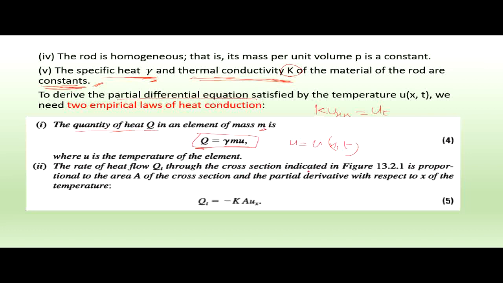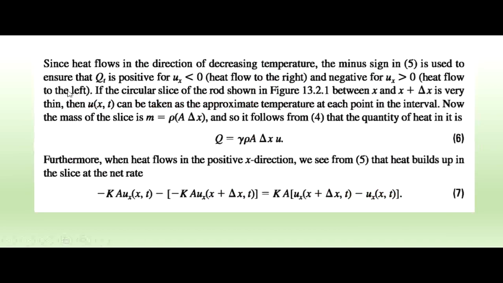Through the cross section is proportional to the area of the cross section, and the partial derivative of u with respect to x. So what they say is Qt is directly proportional to the area multiplied by the partial derivative with respect to x. When you write this as an equation, there is a constant, negative k, times A times Ux. Why this negative has been used is given here. So these two are known rules that we are going to use here.